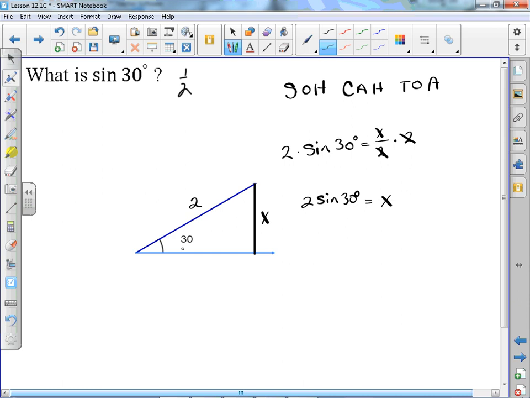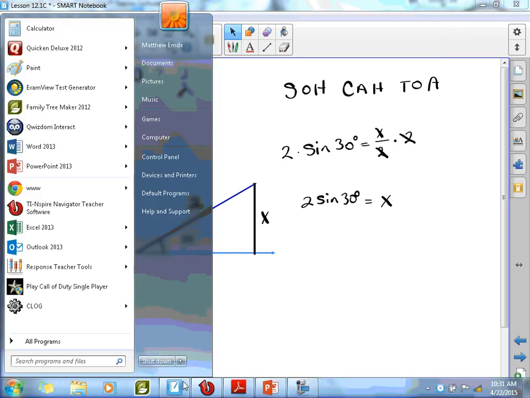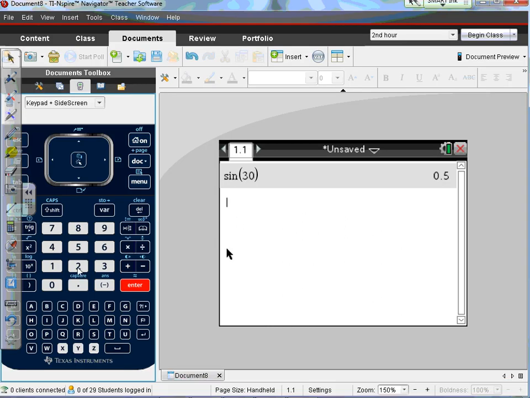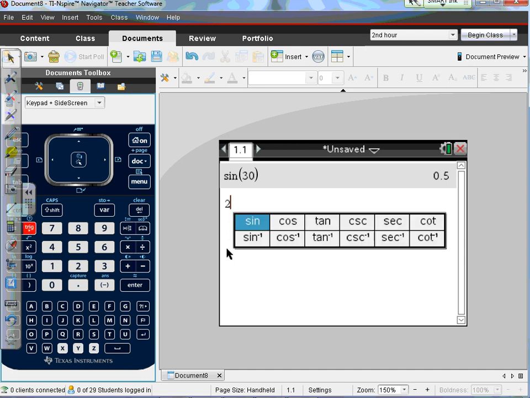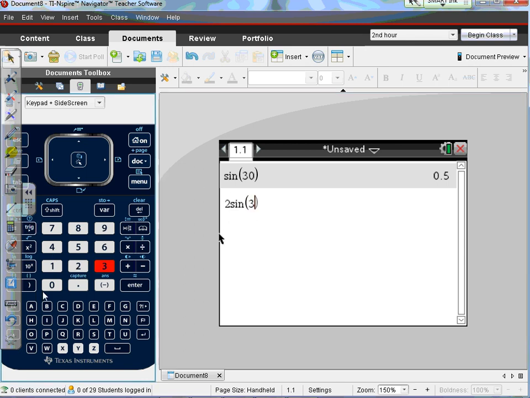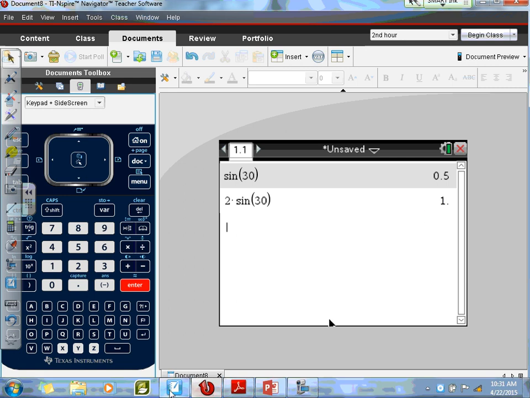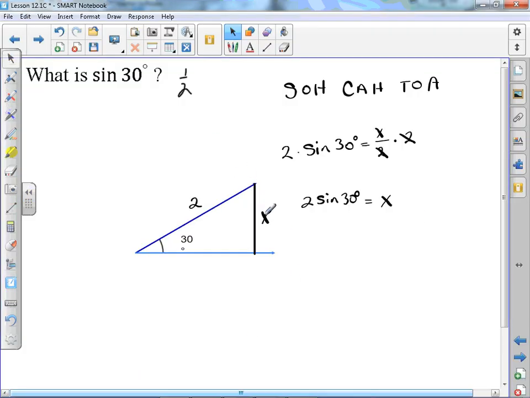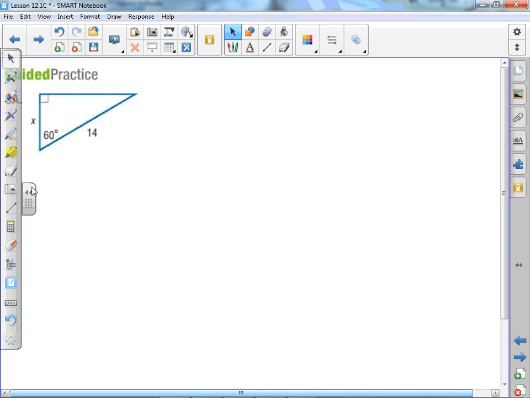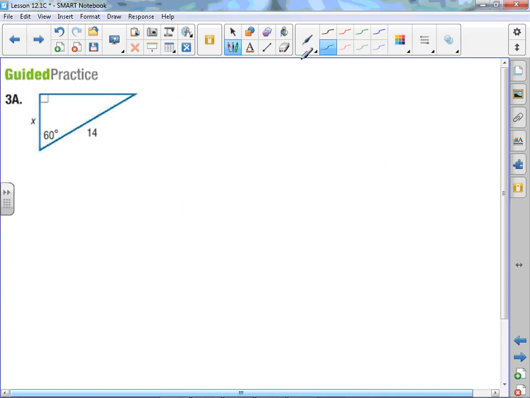Now going back to the calculator, all right, if I type in 2 sine 30, we get back to that 1 that I knew that side length was. So I know that this would have to be 1. All right. Now let's take a look at some examples utilizing these skills.